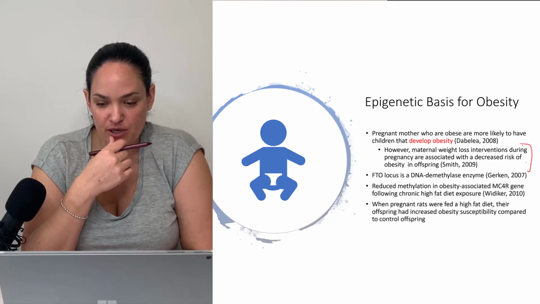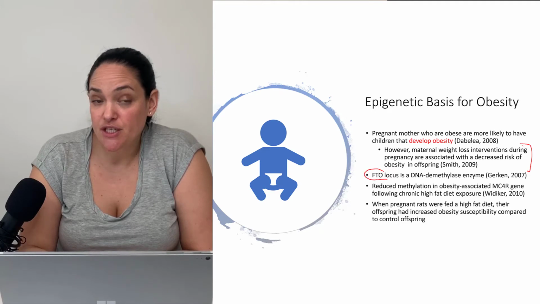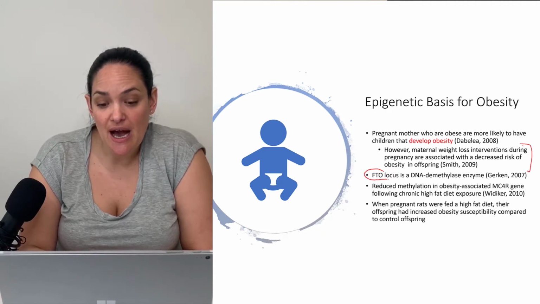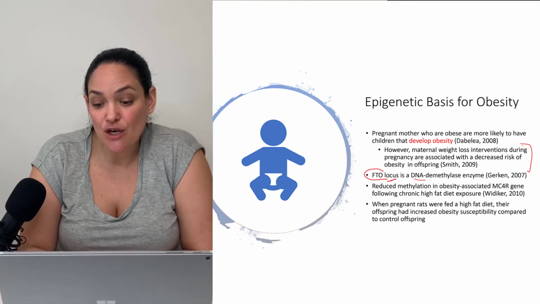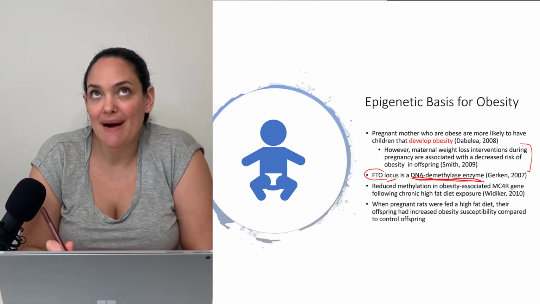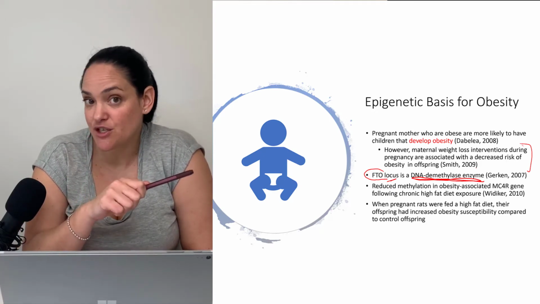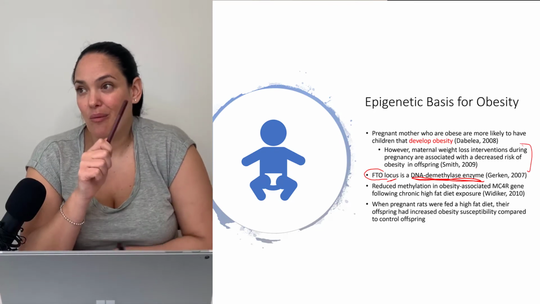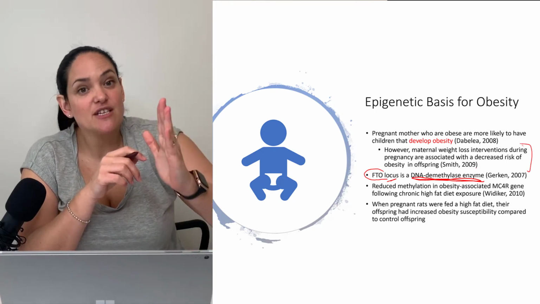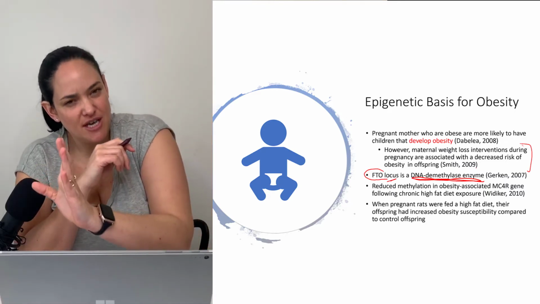Conversely, when mothers lose weight during pregnancy, if they were larger, that can actually decrease the risk of obesity in their offspring. Remember when we learned about that fat mass associated gene, the FTO gene? That locus codes for a DNA methylase enzyme. So it might be that the change in expression of that gene is affecting methylation, and what makes that genetic change affect obesity is actually through epigenetic means.